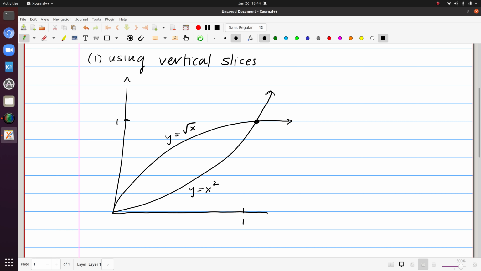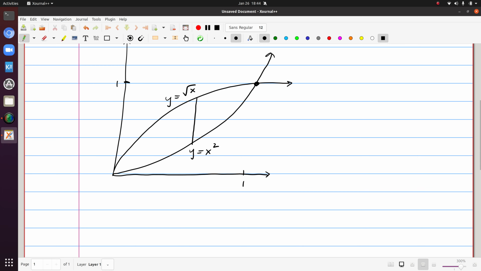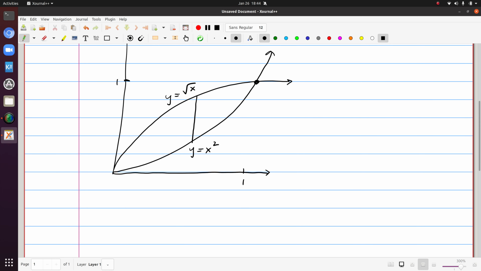So from this picture, notice that if I'm thinking about vertical slices, certainly the function further away from the x-axis is y equals square root of x. So in terms of finding the area of the region bounded between those two curves, I'm going to integrate the square root of x minus x squared against x. And to find the bounds in my integral, I focus on that x-axis and see that that region lies between x equals 0 and x equals 1.